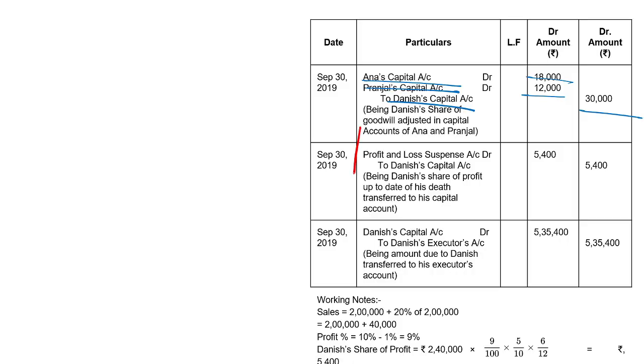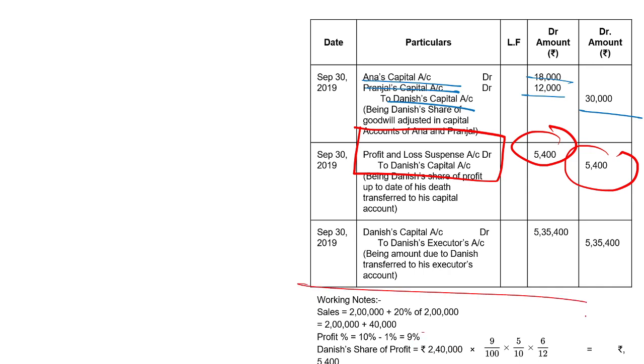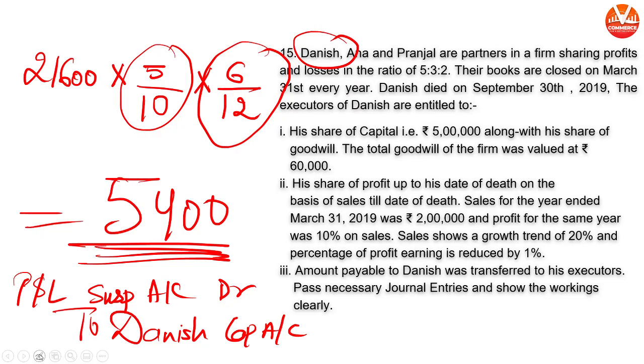So this is your journal entry and the amount will be 5,400. We have also calculated the amount here. This is the calculation. In the working note, you can see we have also shown how this amount is calculated. So I have explained it to you and we have also given it in the working note. Now, how much total amount will be paid to the executor?